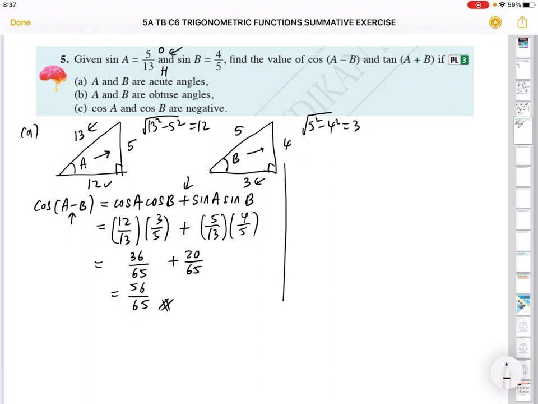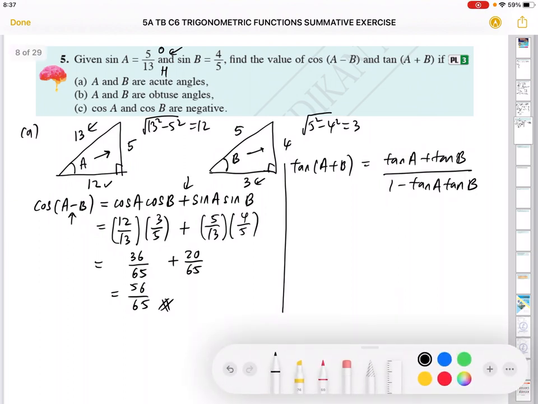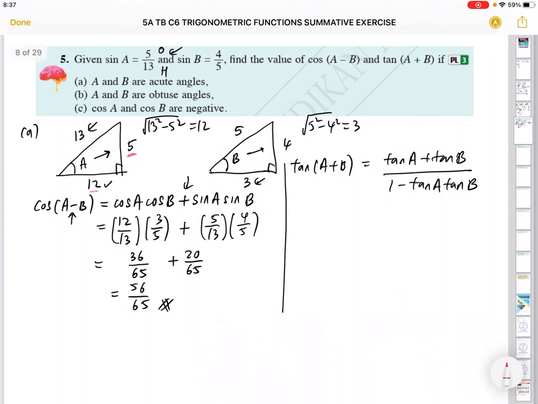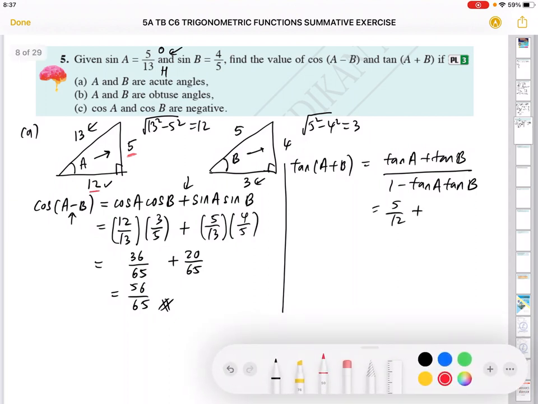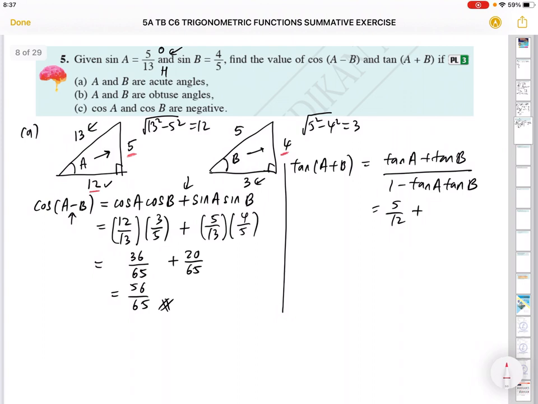Because I'm finding cos(A minus B) and tangent(A plus B), tangent(A plus B) is tangent A plus tangent B, divided by 1 minus tangent A times tangent B. Okay, what is my tangent? You've got to read from your triangle here. Tangent is opposite 5 over adjacent 12, so it's 5 over 12. Okay, let me write here 5 over 12. Tangent B, I read from here, opposite is 4, adjacent is 3, so it's 4 over 3.